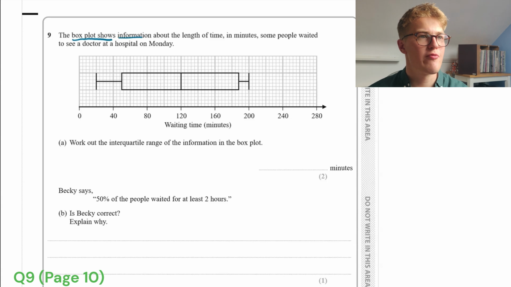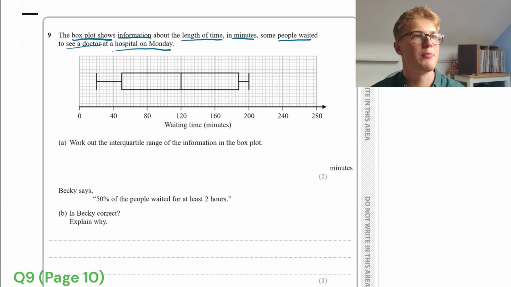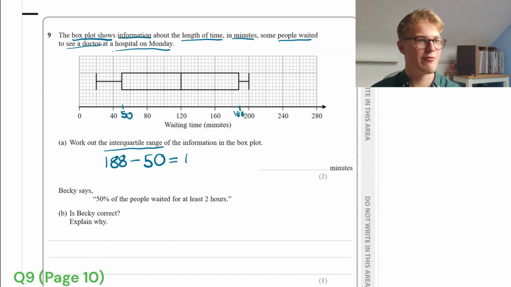The box plot shows information about the length of time in minutes some people waited to see a doctor at a hospital on Monday. Work out the interquartile range of the information in the box plot. So we need to look at the upper quartile and the lower quartile. The upper quartile is 188, the lower quartile is 50, so the difference is 138, so that is our answer.